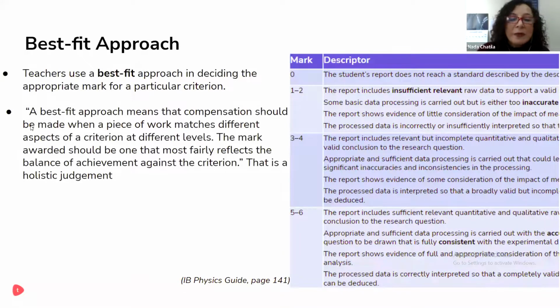The IB describes the best fit approach in the guide. It means that compensation should be made when a piece of work matches different aspects of a criterion at different levels. The mark awarded should be one that most fairly reflects the balance of achievement against the criteria. This is what we mean by holistic judgment.